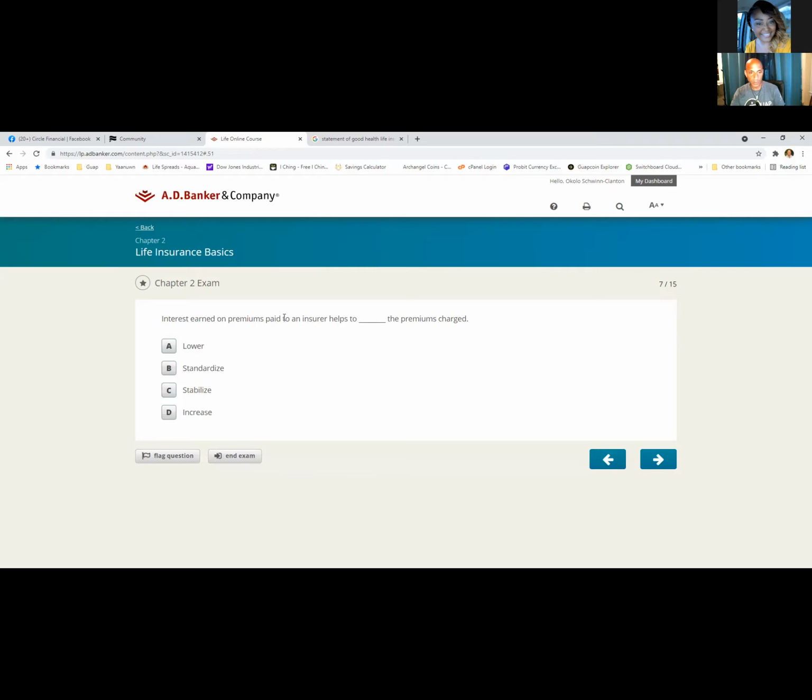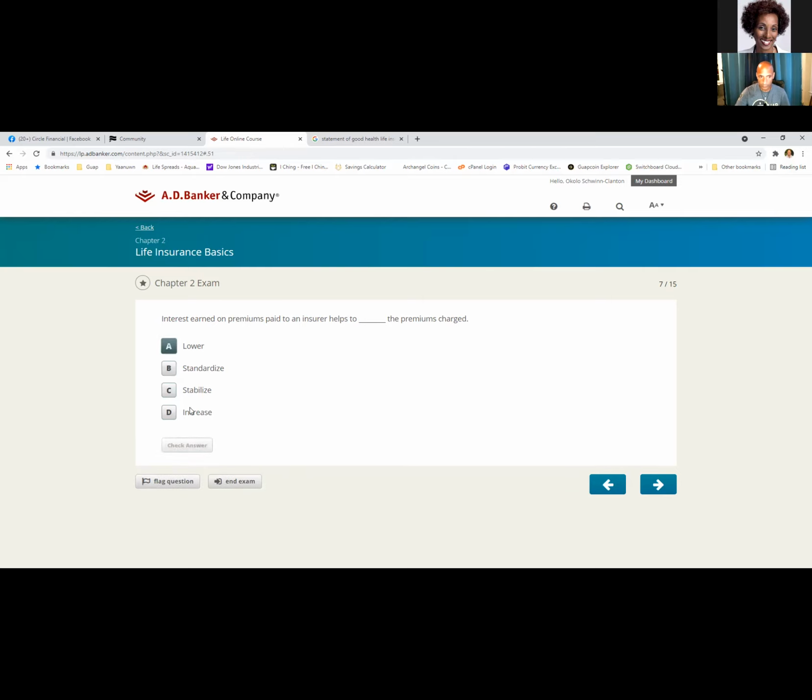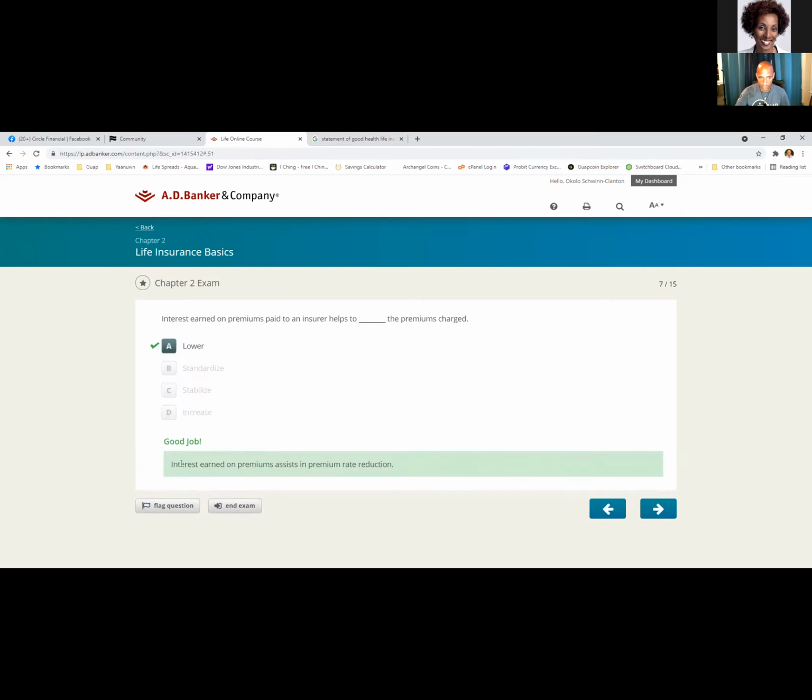Interest earned on premiums paid to an insurer helps to blank the premiums charged. Lower, standardize, stabilize, or increase. Lower. Interest earned on premiums assists in premium rate reduction. That's right.